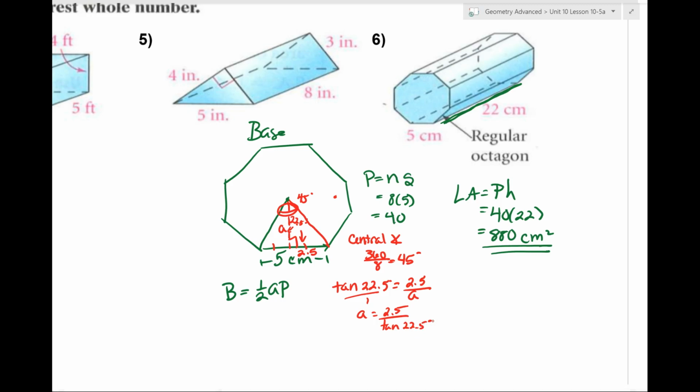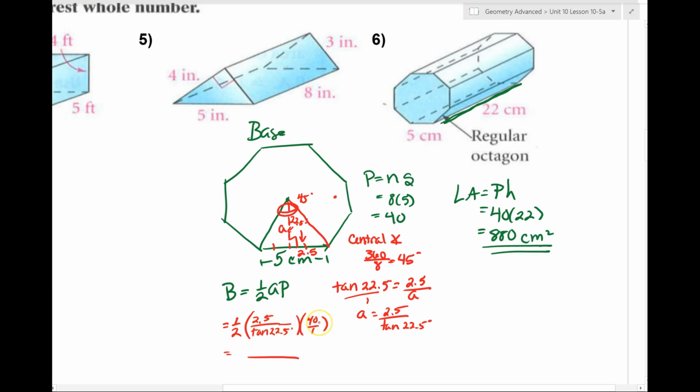So now I'm going to set up for the area of the base, correct? So that's going to be 1/2 the apothem, which is 2.5 over the tangent of 22.5 degrees, times the perimeter of 40. I'm going to put that as 40 over 1 so it's easier to simplify. I'm going to multiply these together. Notice still not using the calculator.